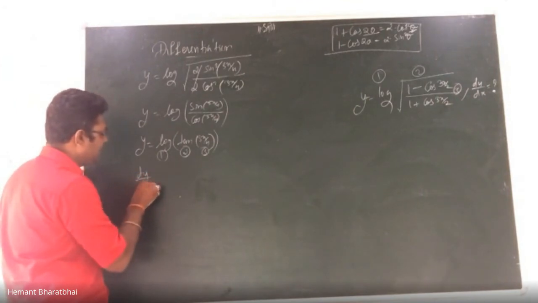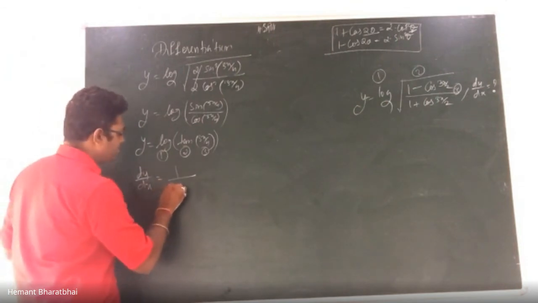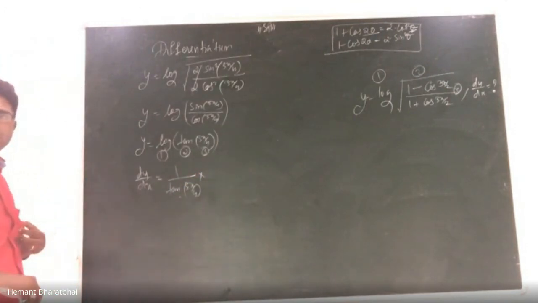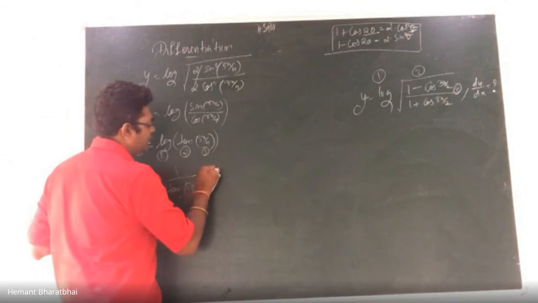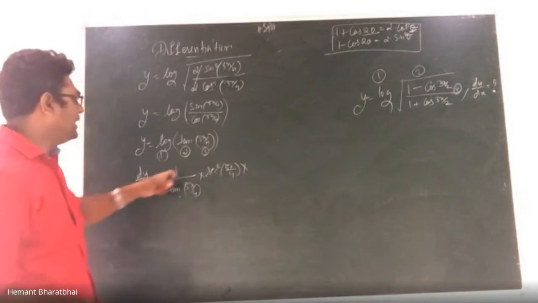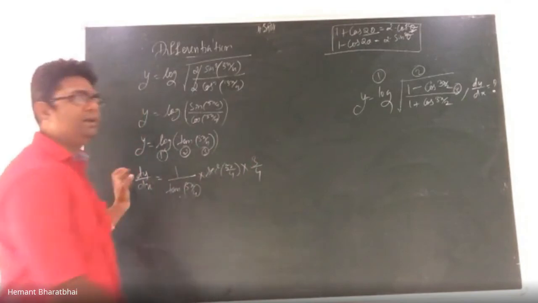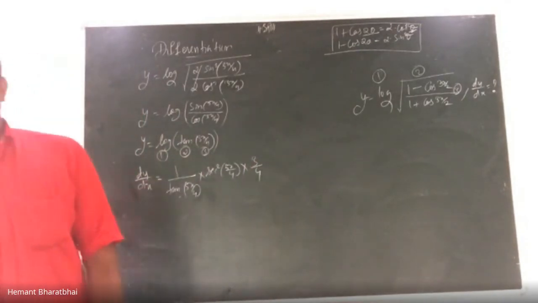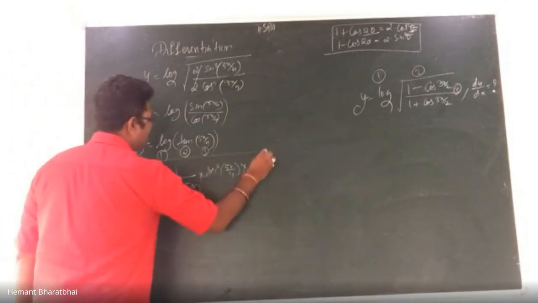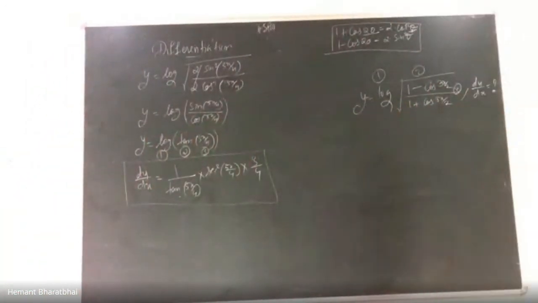So now I'll get dy by dx is equals to derivative of log is 1 upon x, so that will be 1 upon tan of 3x by 2. Then derivative of tan is sec square, so that will be sec square 3x by 2. Then I have to take derivative of 3x by 2, so derivative of 3x by 2 will be only 3 by 2. 3 by 2 will come outside derivative, and derivative of x is 1. So this will be my final answer. If you want to further simplify, you can simplify it, or you want to leave it over here, you can leave it over here.